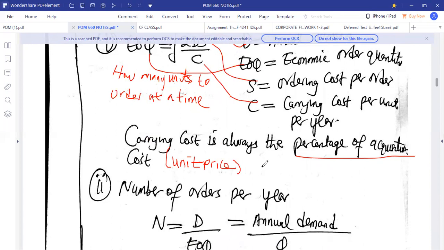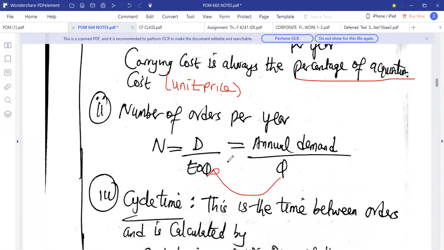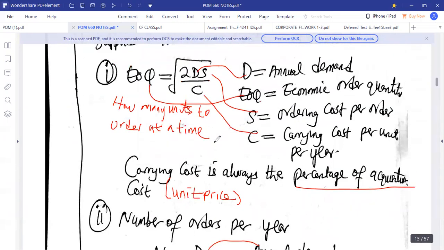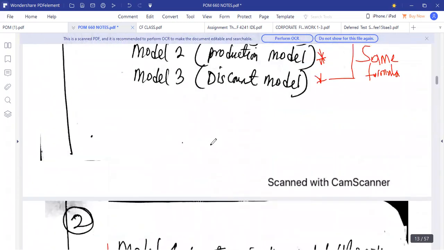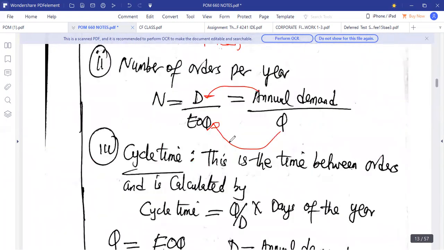Then you have the number of orders per year. The number of orders per year is annual demand over EOQ. So this one is annual demand divided by EOQ. What is important for now is, let me just run you through the formulas for model 1, so that you understand as we are buying from suppliers.